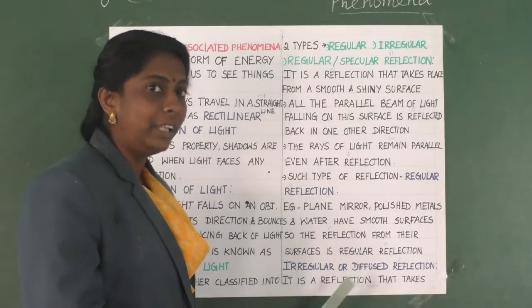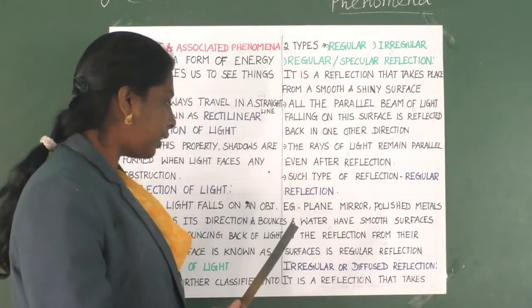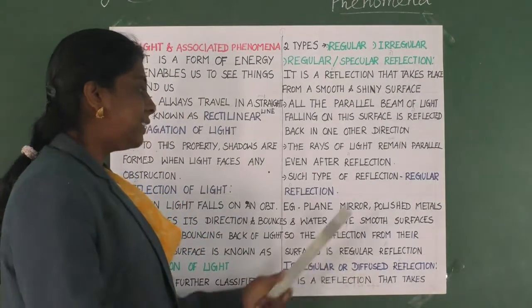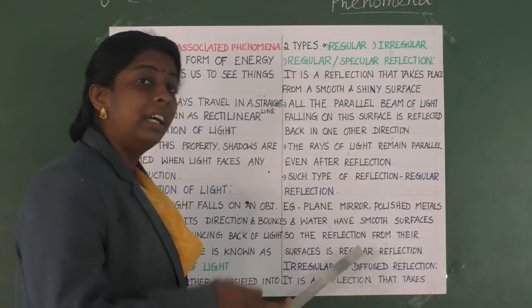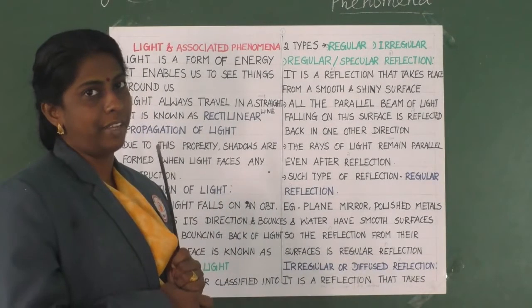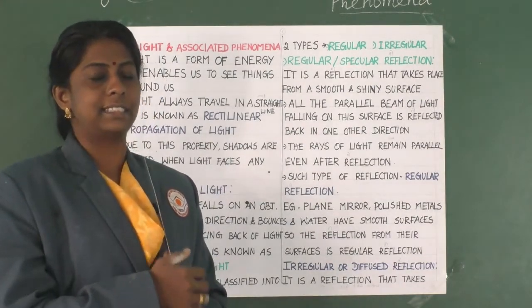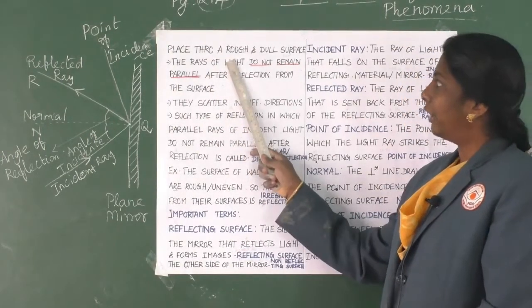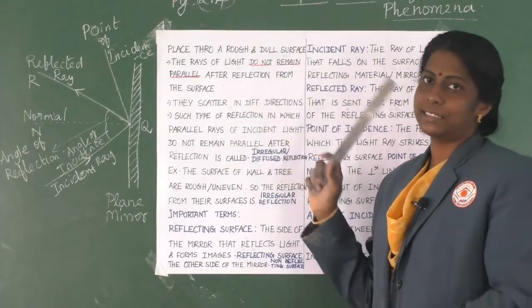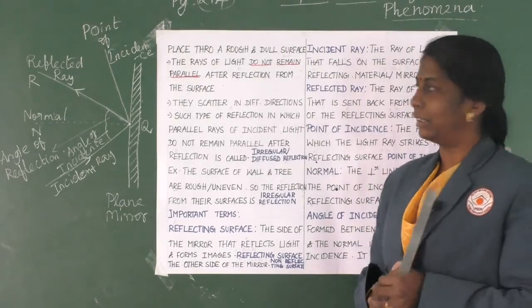What is that? Irregular or diffuse reflection. This type of reflection takes place through a rough and dull surface. It is a reflection that takes place through a rough and a dull surface. That is irregular reflection.